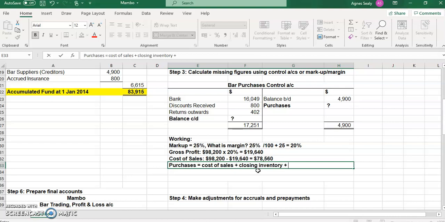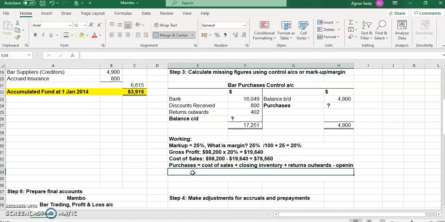Plus, in this question, we have return outwards. We're going to add our return outwards because that is going to be part of our trading account. Return outwards will be added. And then we're going to subtract our opening inventory. Okay, so that will give us our purchases. Let's look at what our purchases would be now.